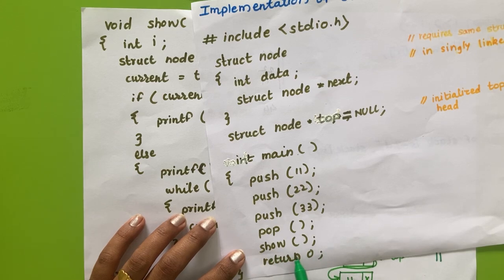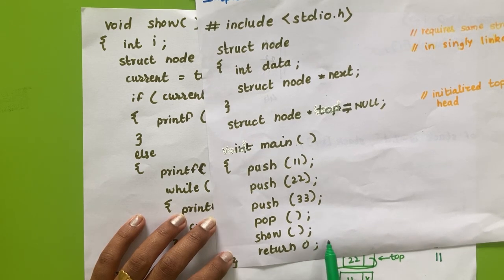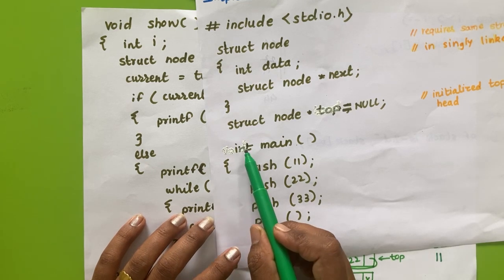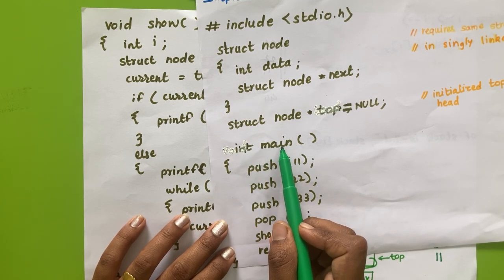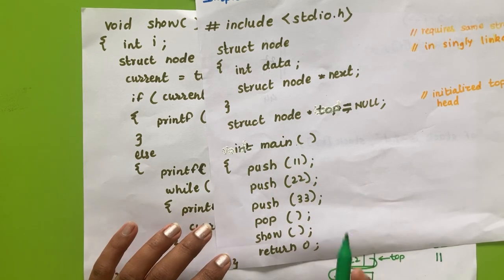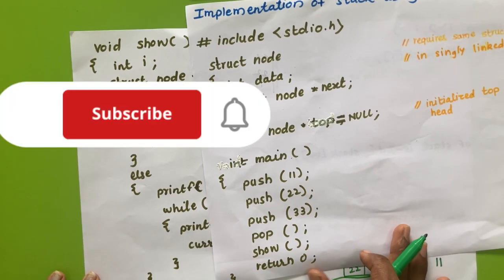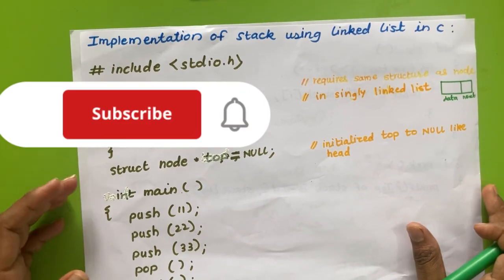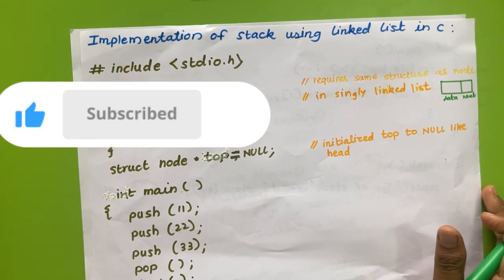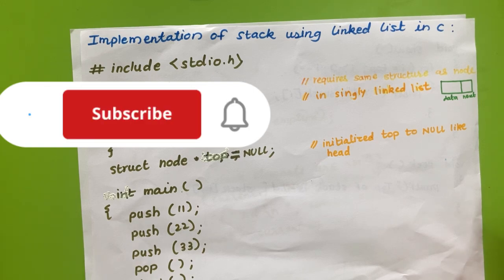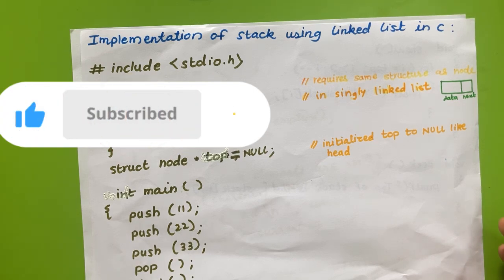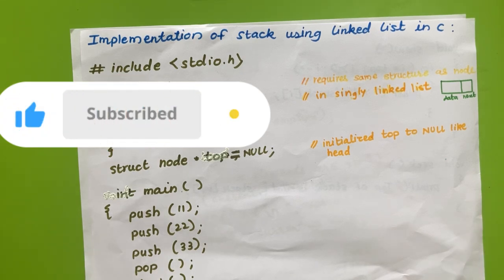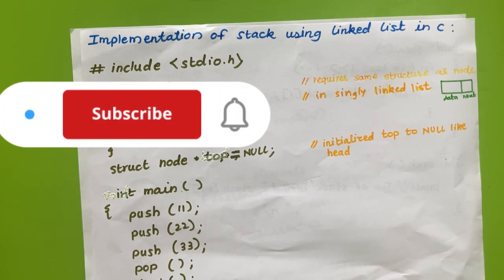After show we don't have any function call, so the next statement is return 0, so it will return 0 and the execution of the main function is completed. So here the implementation of stack using linked list is completed. Hope you have understood how we have created a linked list for the stack, how we have pushed an element on the stack, how to pop an element from the stack, and how we can traverse this stack as a linked list.